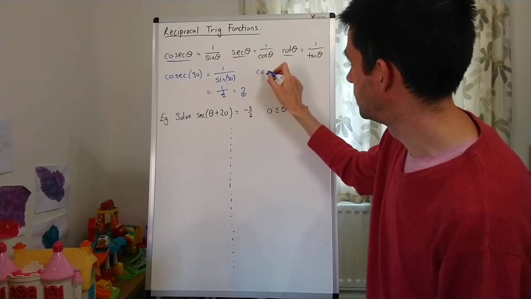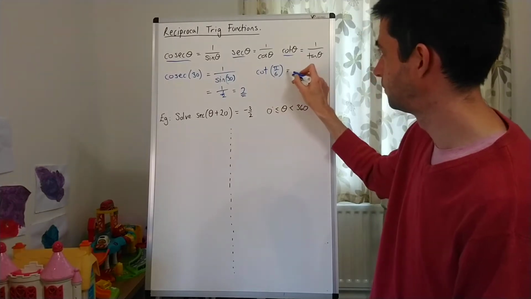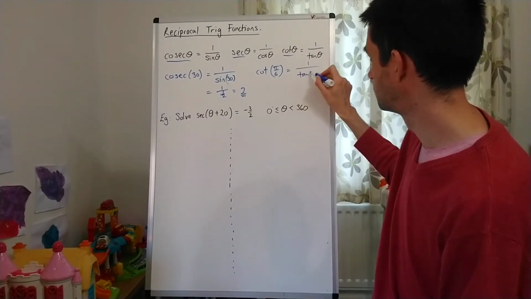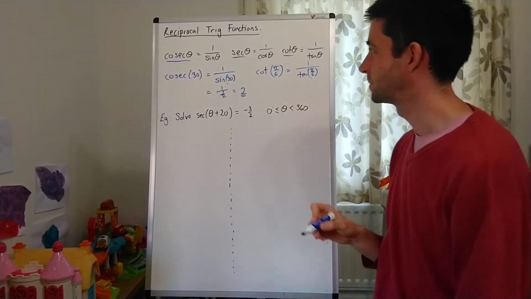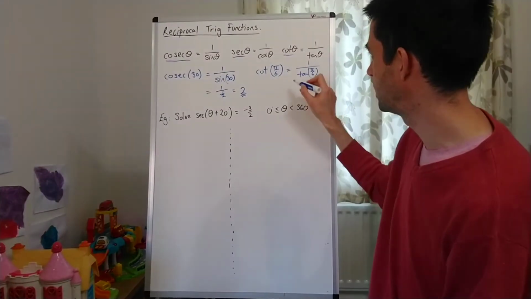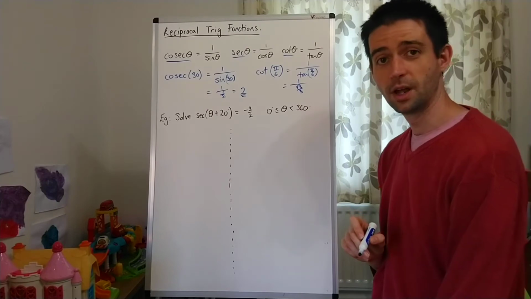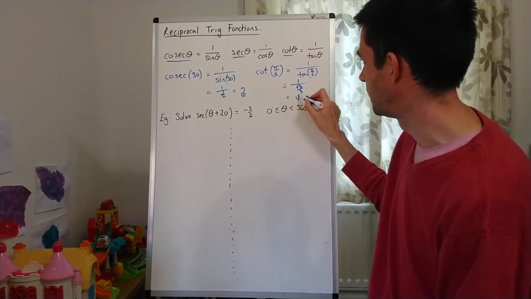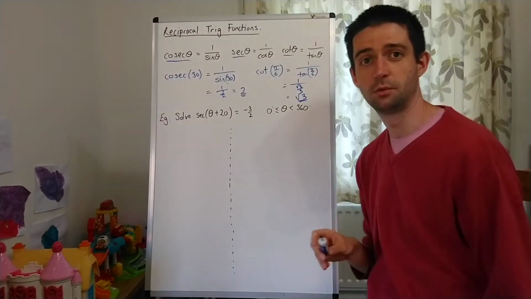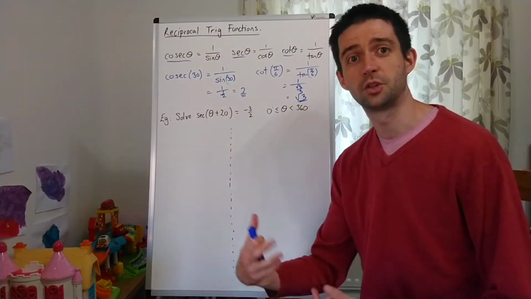Similarly, if I wanted to know the value of cot of pi over 6 working in radians, I would use 1 over tan. So I would say it's 1 over tan of pi over 6. Now we know that tan of pi over 6 is root 3 over 3. So that would be 1 divided by root 3 over 3, which when you work that through and simplify comes out as the square root of 3. So the value of cot pi over 6 is root 3. So that's how to substitute angles into the reciprocal trig functions to get values.